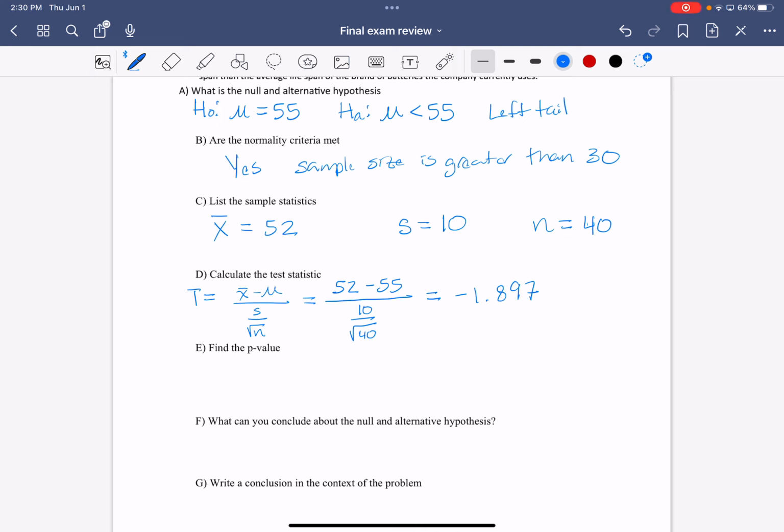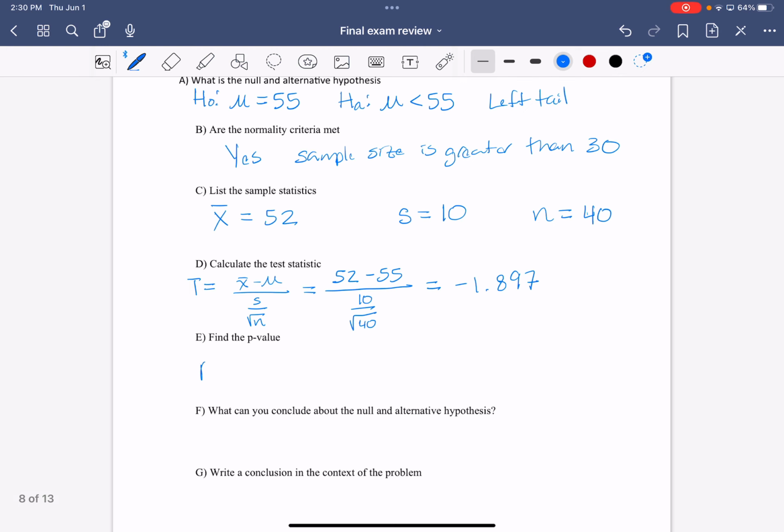Part E, find the p-value, which again, for this type of problem, we know we need to use TCDF. It's just coincidence it was a left tail again, but since it's a left tail, we go to negative 9999, negative infinity. The upper bound being the t-score, negative 1.897, followed by the degrees of freedom. What's the degrees of freedom here? 39, good, because it's n minus 1, your sample size minus 1. 40 minus 1 is 39.